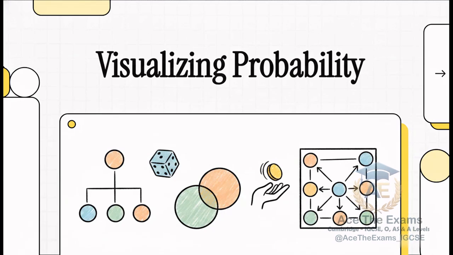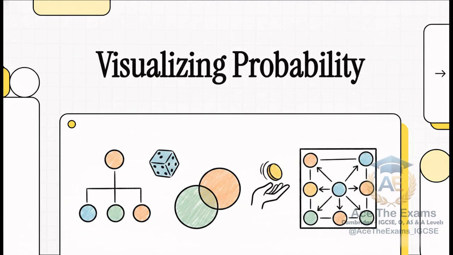Have you ever opened up a past paper, looked at a probability question, and just felt like it's a bunch of abstract mathematical formulas floating around? I mean, it is so easy to get completely lost in the fractions and the decimals. But here's the secret to mastering this topic. Probability is actually deeply, wonderfully visual.